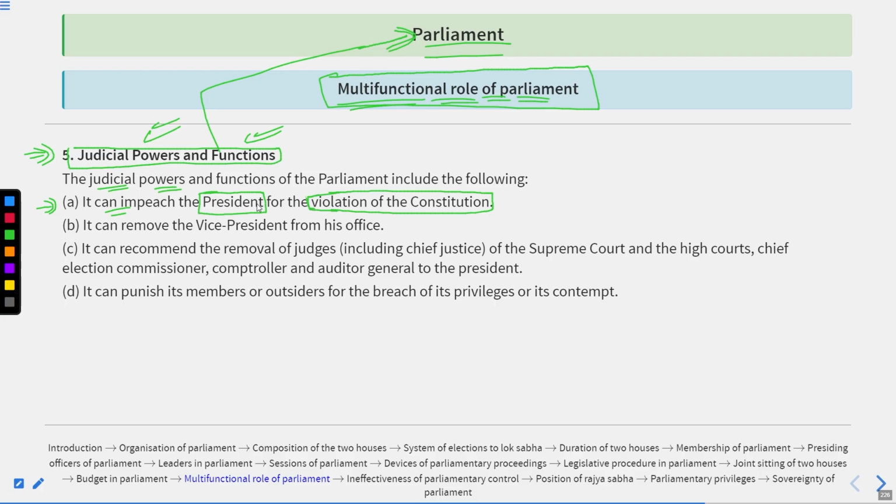So in this case, to prove the president guilty of violating the constitution, which is generally a part of the judiciary's work, in the case of the president, this power is granted to the Parliament of India. Got it?